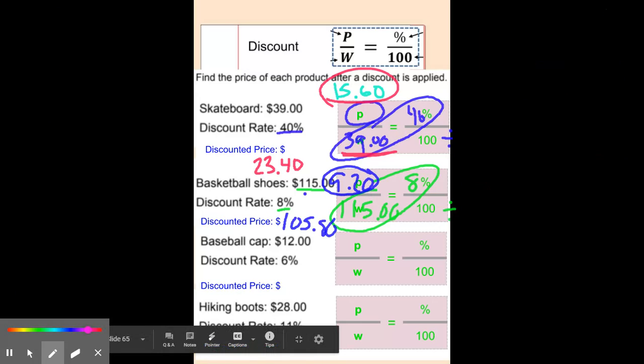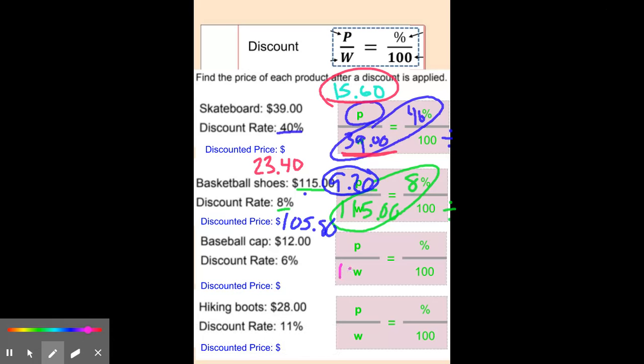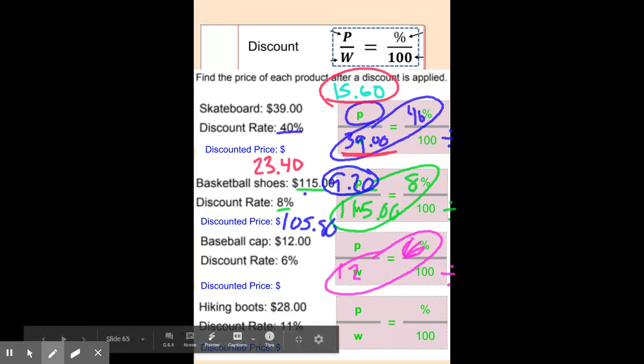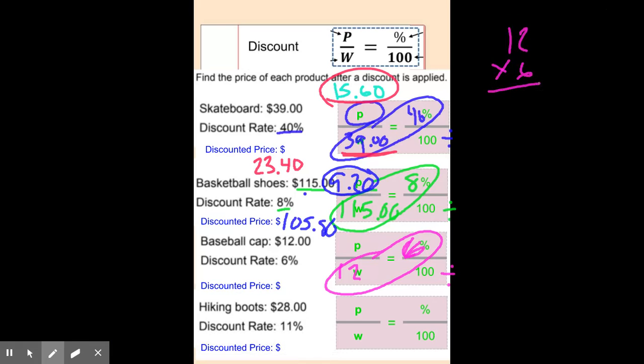All right, now we're going to look at the baseball cap. The baseball cap costs $12, so our whole is $12, and it's discounted 6%. That's crazy, 6%. So again, 12 and 100 are not nice to each other, 6 and 100 are not nice to each other. So we're going to cross multiply and then divide. We're going to do 12 times 6. 6 times 2 is 12. 1 times 6 is 6, plus 1 is 7. So 72, and then we're going to divide by 100.